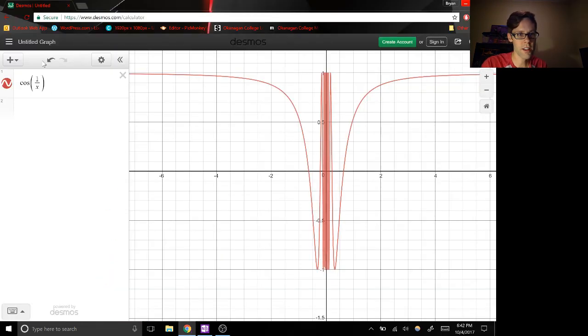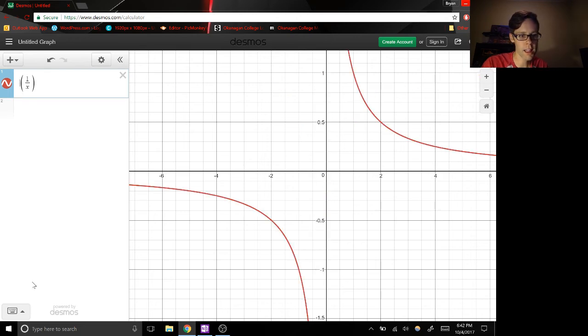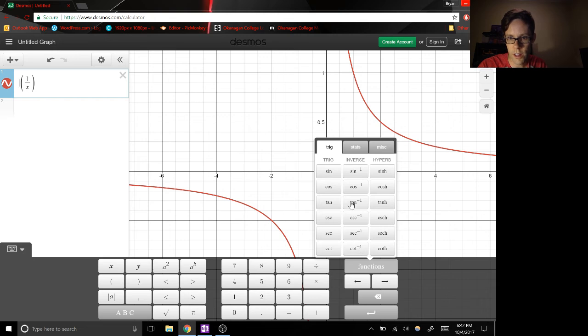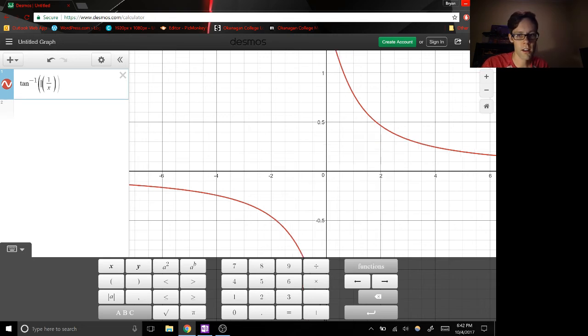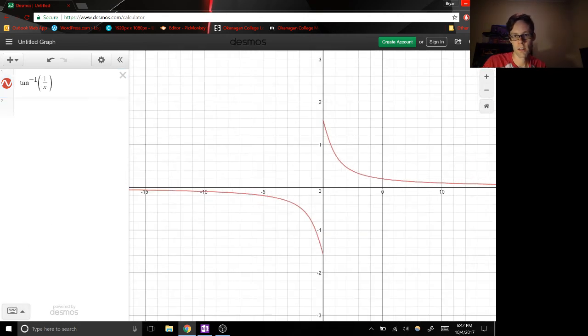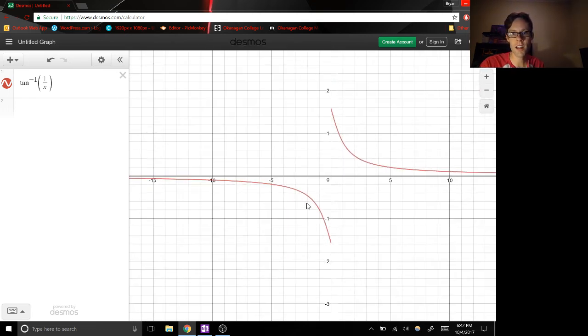I'm actually kind of curious. I want to know what arctan... Will Desmos even let me plot that? Desmos must let me plot this. I'm so curious. Yeah, tan inverse of 1/x. Show me what that looks like. Really? Is that it? Wow, that's not as exciting. I was hoping that it would be more exciting than this. That's super not exciting. Oh, man.